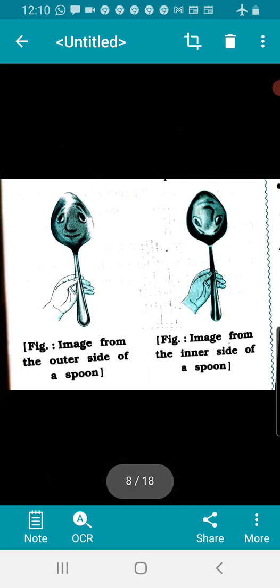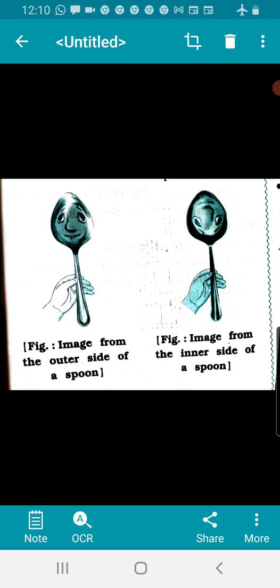So now let's study about the spherical mirrors. You take a stainless steel spoon, bring the outer side of the spoon near your face and look into it. Do you see your image in it? Is this image different from what you see in a plane mirror? Is this image erect? Is the size of the image same, small or larger?